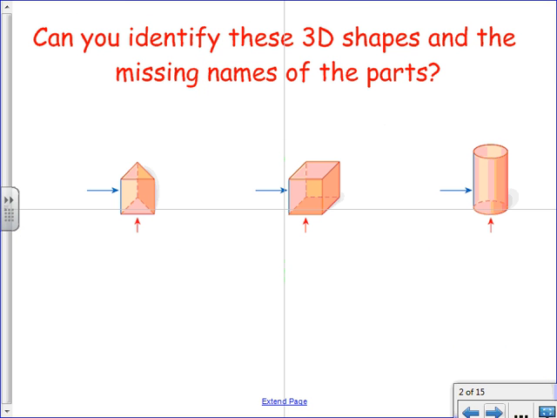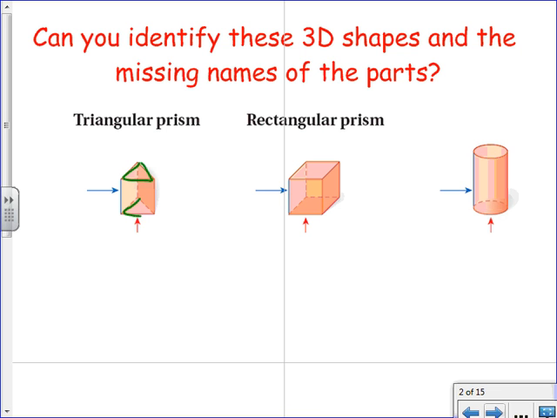These 3D shapes we have seen before. The first two are called prisms. This is a triangular prism. This is a rectangular prism. A prism is a figure that has the same shape on both bases. This triangular prism has two triangles, top and bottom, and they are the same size. This rectangular prism has the same rectangular base, top and bottom, and then the height is just what connects them.